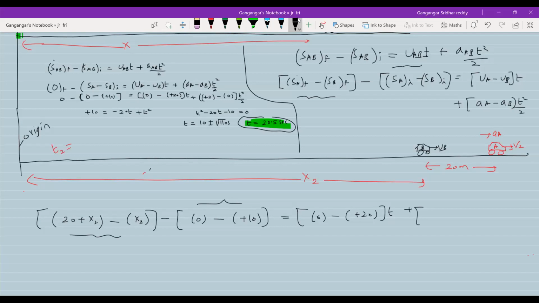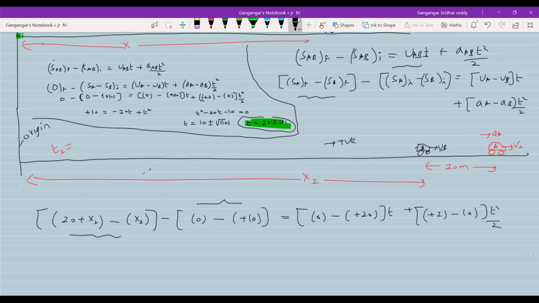Acceleration of car A. So the acceleration of car A will be +2, anything directed towards left? It should be positive, no? So this will be 0. T2, okay, T only, later on we'll write it. So this will become 20 minus of minus, this will be plus. This will be minus 20t. This will be 2 minus 0, so this will be t square. So solve for this quadratic equation. You'll get the required answer.